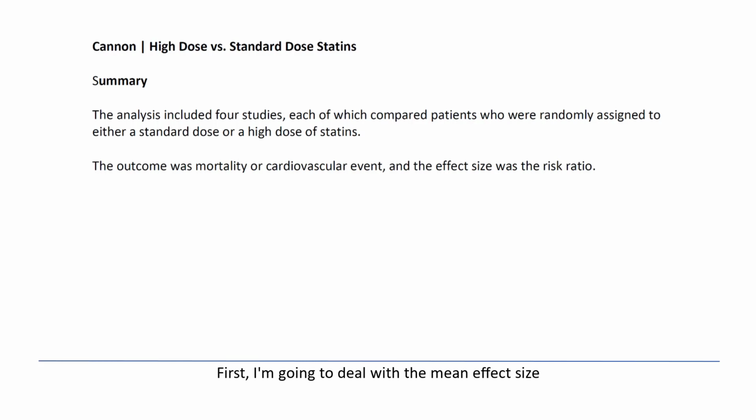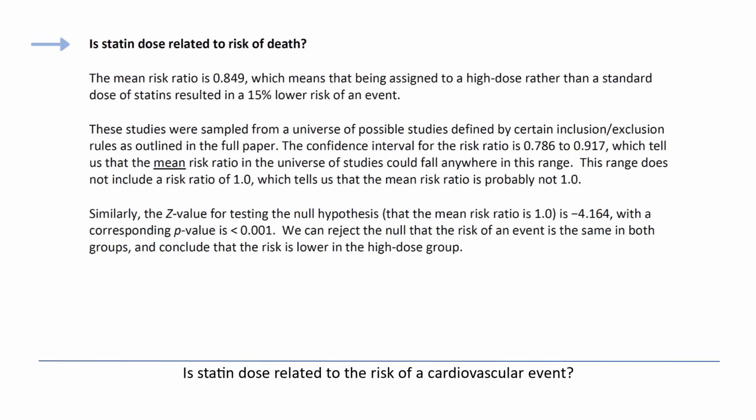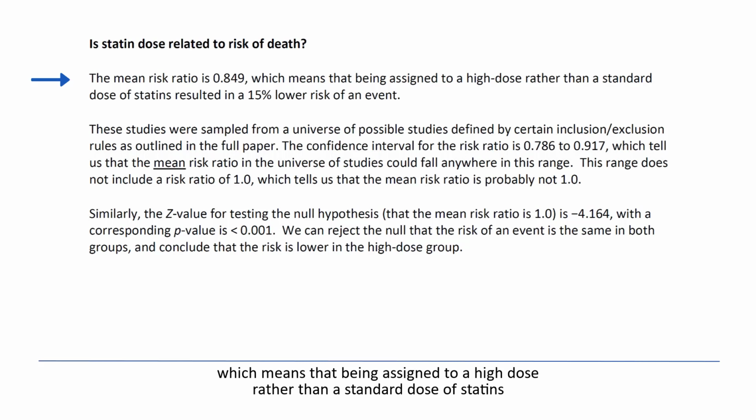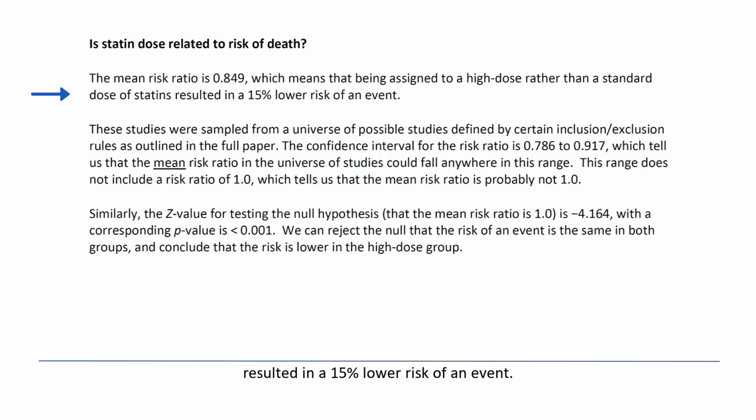First, I'm going to deal with the mean effect size. Is statin dose related to the risk of a cardiovascular event? The mean risk ratio was 0.849, which means that being assigned to a high dose rather than a standard dose of statins resulted in a 15% lower risk of an event. These studies were sampled from a universe of possible studies defined by certain inclusion-exclusion rules as outlined in the full paper. The confidence interval for the risk ratio is 0.786 to 0.917, which tells us that the mean risk ratio in the universe of similar studies could fall anywhere in this range.